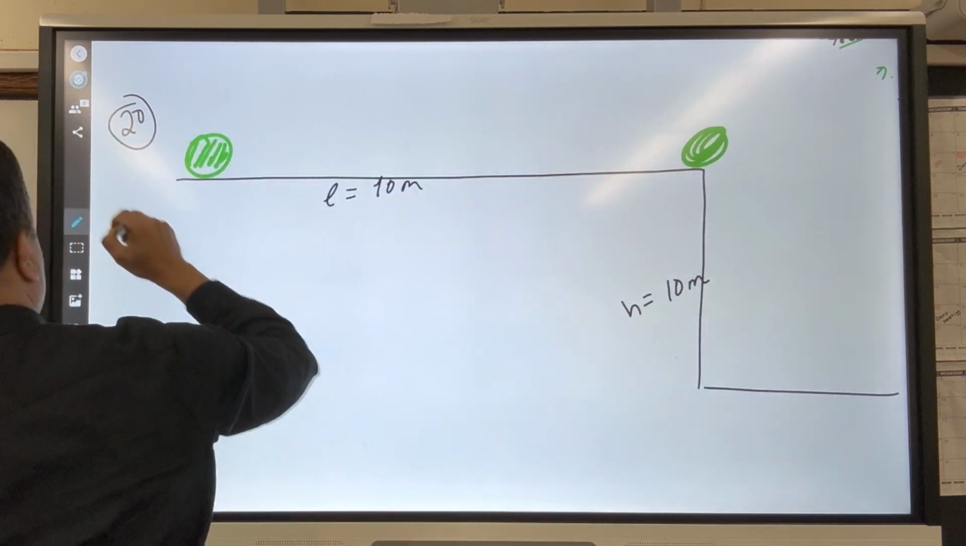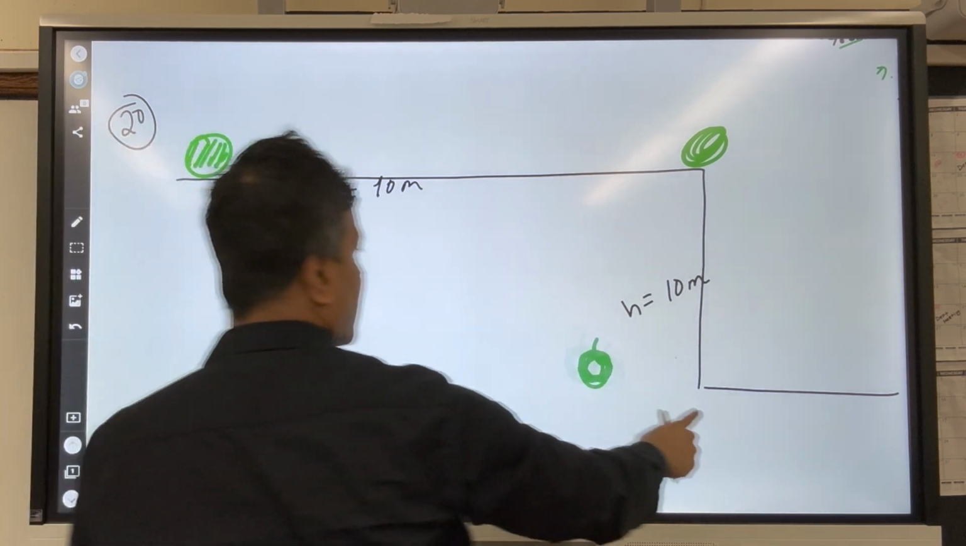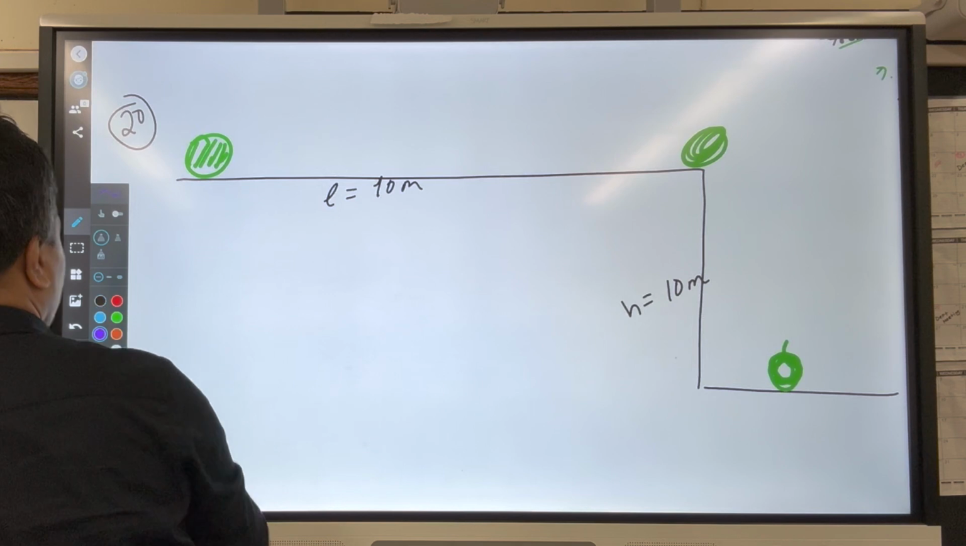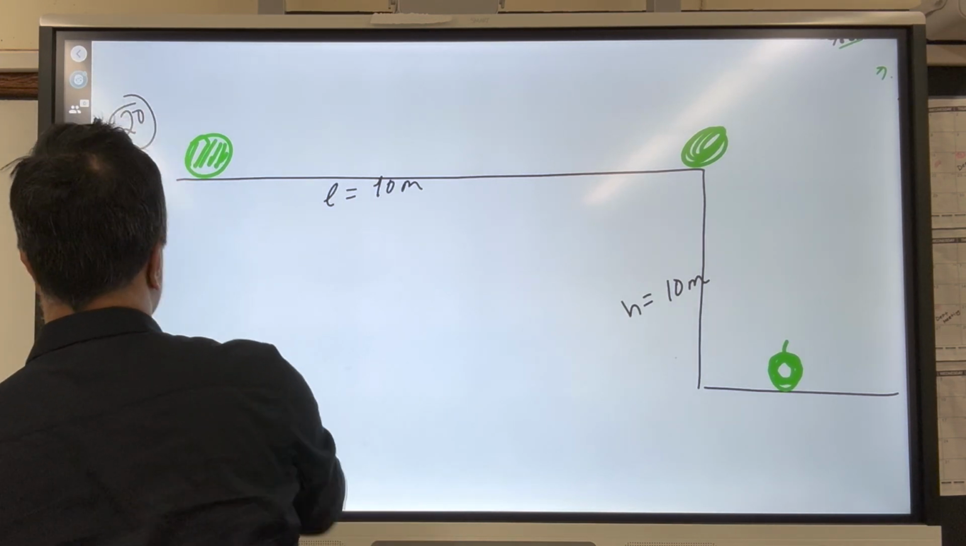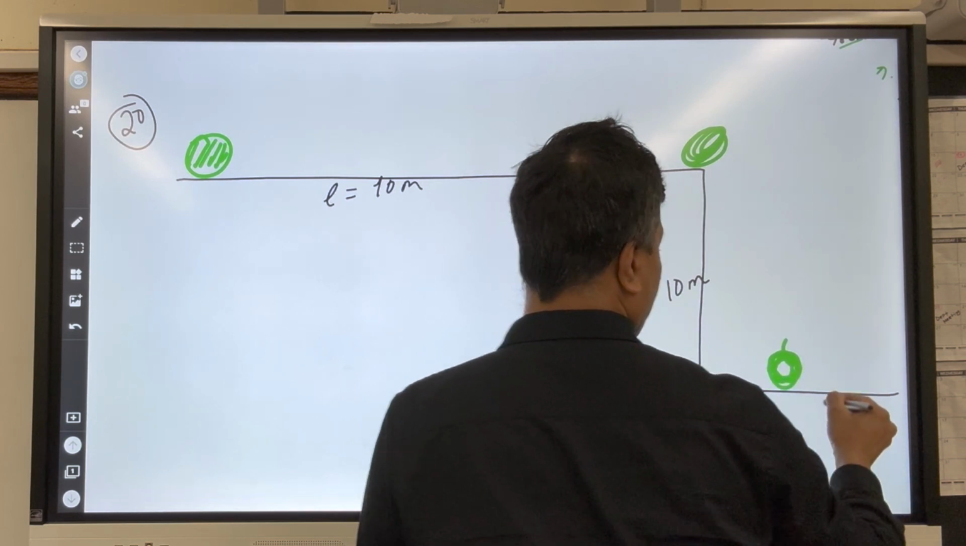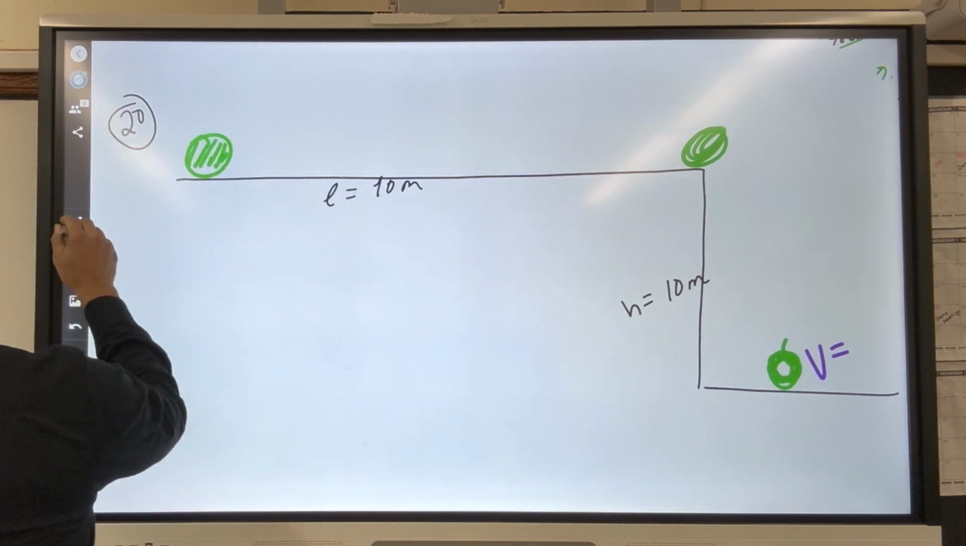Okay, so this marble falls. The marble will end up over here. I ask you to find the impact velocity of the marble. What would be the velocity right here, right before it hits the ground? That's what I ask you.